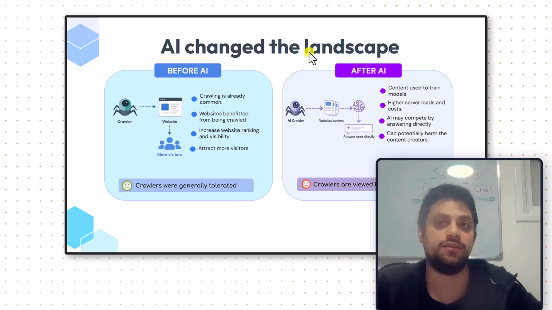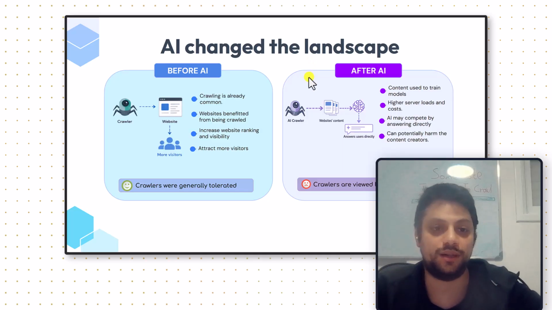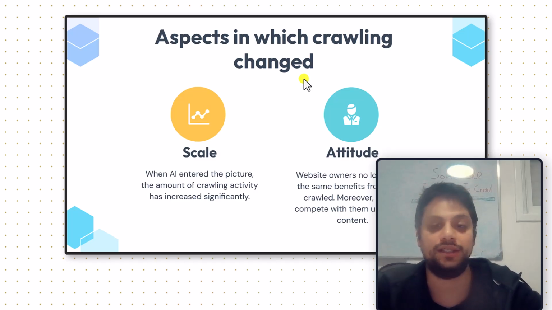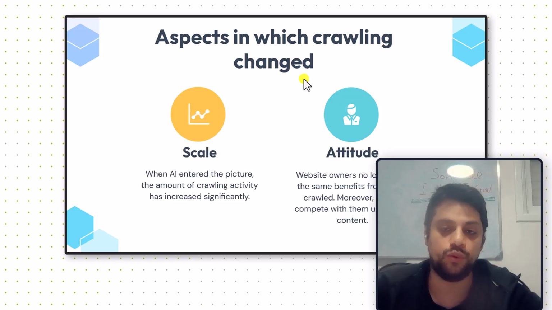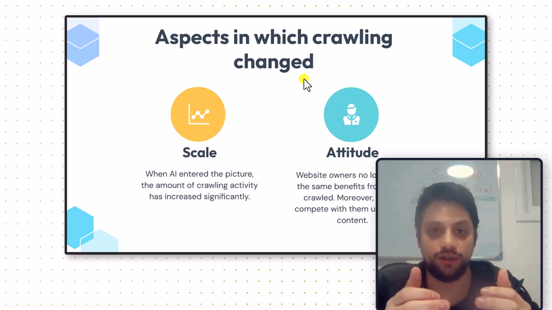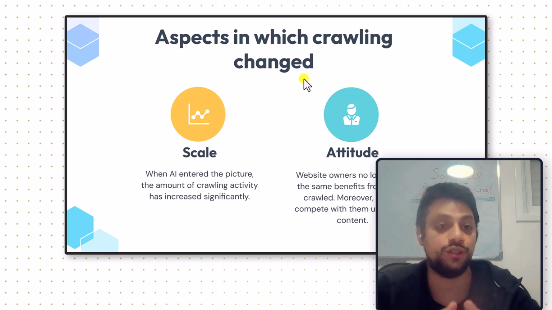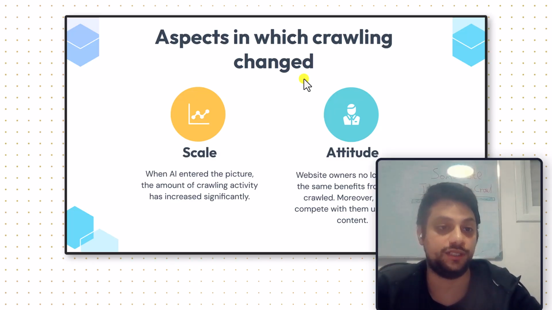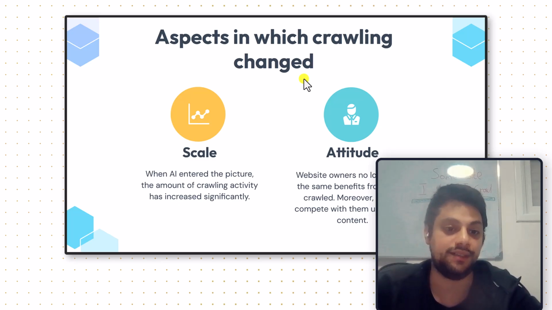The technology stayed mostly the same. AI crawlers are not different. They use the same infrastructure and the same techniques as traditional crawlers. What actually changed is two main aspects which appear on this slide. One is the scale in which they operate, and two is the attitude of web owners toward them, or how websites view them, how web owners view them. I will discuss each of these aspects in more detail, starting from scale.